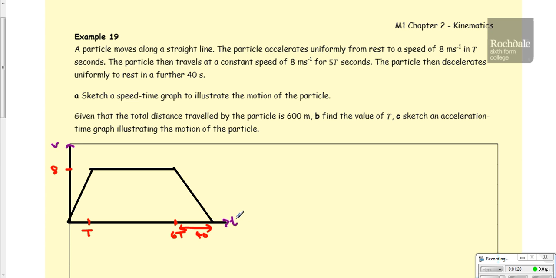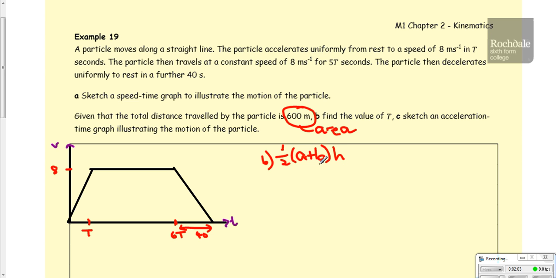It now tells us that the total distance travelled by the particle is 600 metres. Now we know 600 represents the area underneath the graph. So that's our clue to help us with part B, where we have to find the value of t. So we've got a trapezium here. Again, you could treat it as two triangles if you wanted to, and a rectangle, but I'm going to do that trapezium formula again.